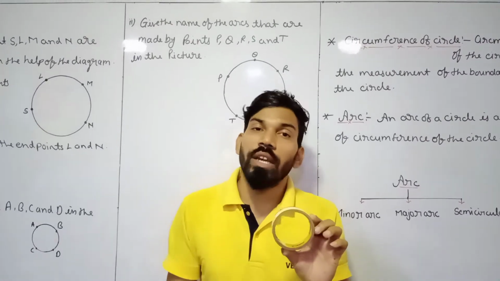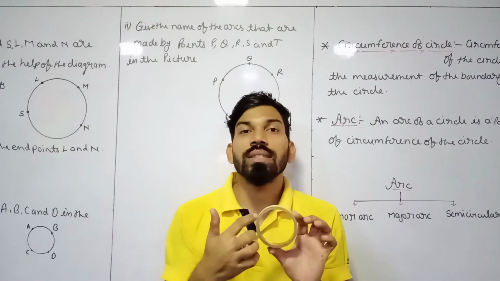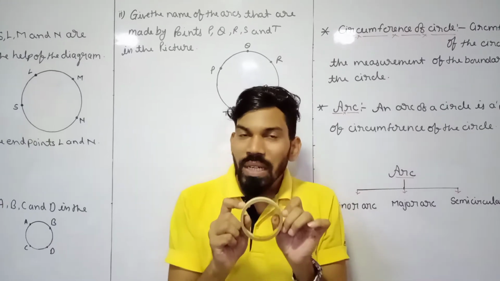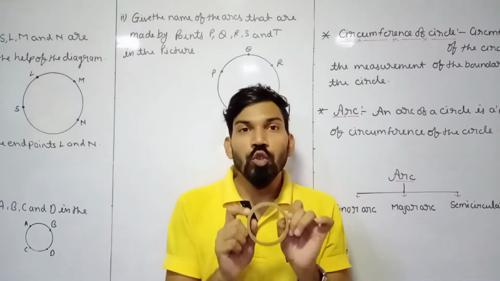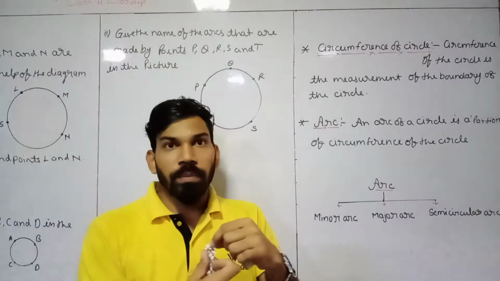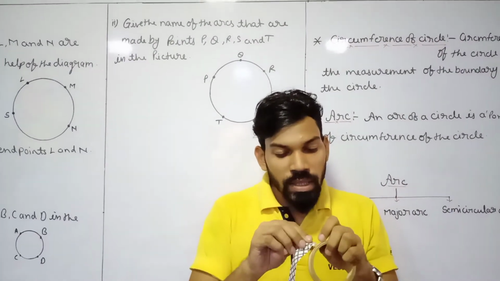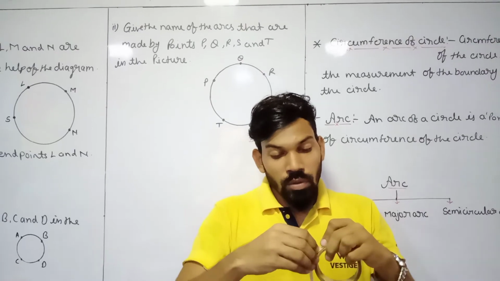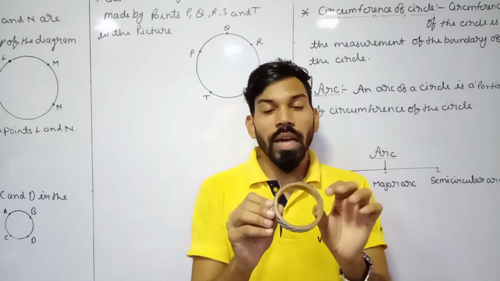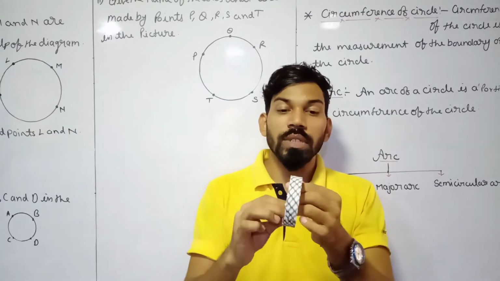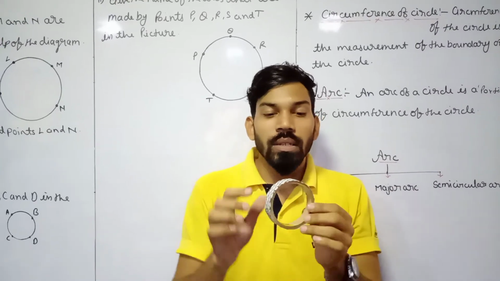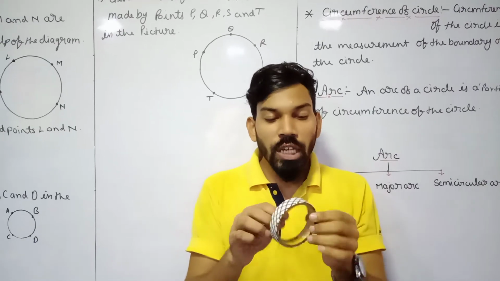So how can we find out the circumference of this circle? Circumference means nothing else but this boundary line, the measurement of this boundary line. But this way it is very difficult to measure. So what we have to do? I have a strip. Now we have to cover this tape with this strip. You can see this way I covered all the sides of this tape with this strip, and now we want to measure the length of this strip.